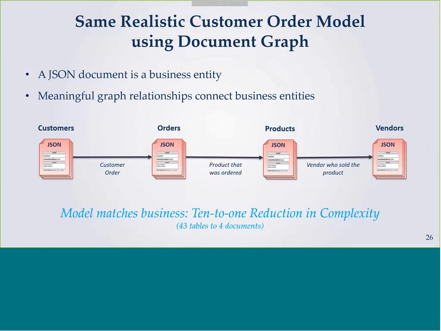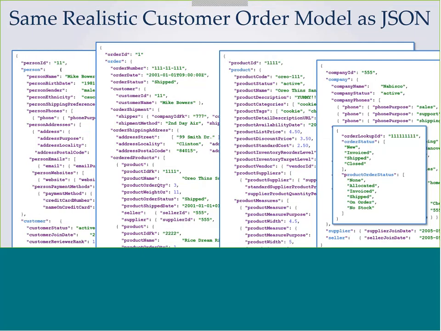the physical entities. You're not having to go through multiple layers and all the confusion and complexity, and you get a reduction in complexity in the process. So this is the same 43 table model in a document model. You're looking at it. Now, I'm not doing bad things.